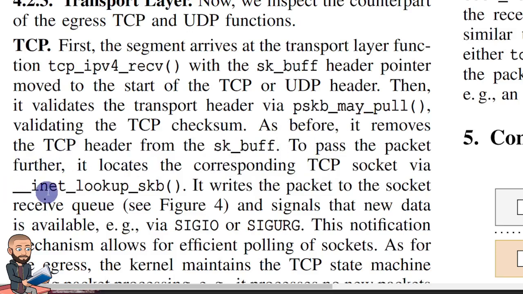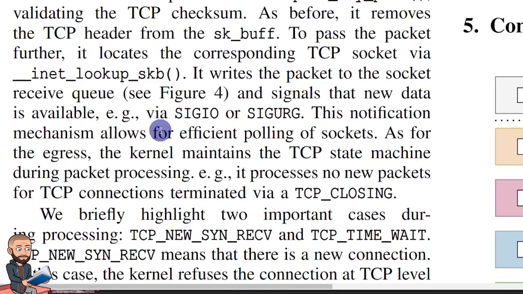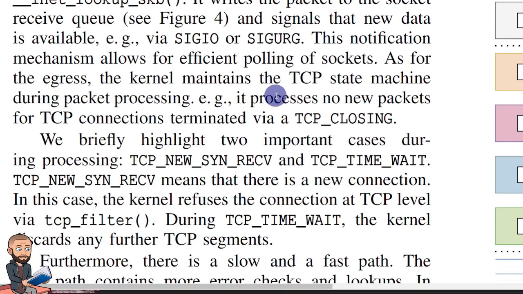To pass the packet further, it locates the corresponding TCP socket via inet lookup skb. It writes the packet to the socket receive queue and signals that new data is available, for example via SIG-IO or SIG-URG. This notification mechanism allows for efficient polling of sockets. As for the egress, the kernel maintains a TCP state machine during packet processing.